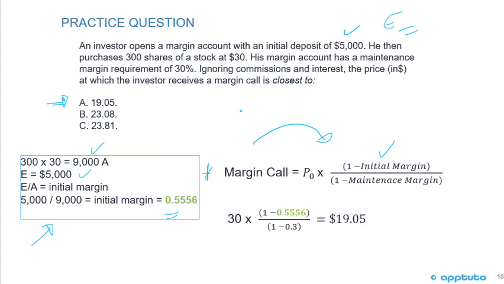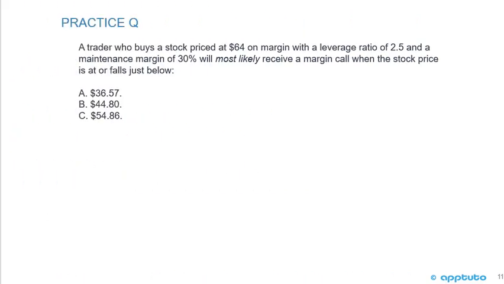So again, the little trick here is that they gave us our initial deposit, that's our E. They gave us the initial value of the stock that we're buying, 9,000. So E over A, that's our initial margin in terms of a percentage. We use that then to calculate the margin call. So a very typical CFA 101 type calculation where you need to know the formula, but before you can do the formula, you have to do a little sub-calculation. Excellent little question.